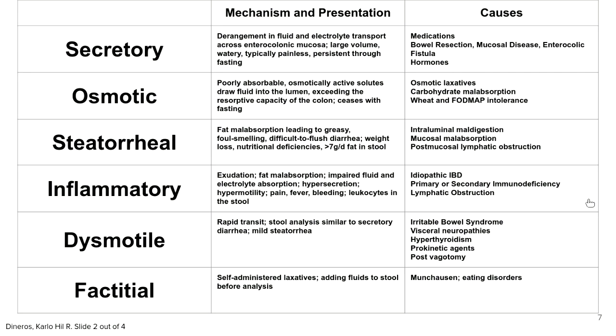For the steatorrheal diarrhea, its mechanism is fat malabsorption, leading to greasy, foul-smelling, and difficult-to-flush diarrhea. The patient may present with weight loss, nutritional deficiencies, and upon examination may have greater than 7 grams per day of fat in the stool. It's caused by intraluminal maldigestion, mucosal malabsorption, and postmucosal lymphatic obstruction.